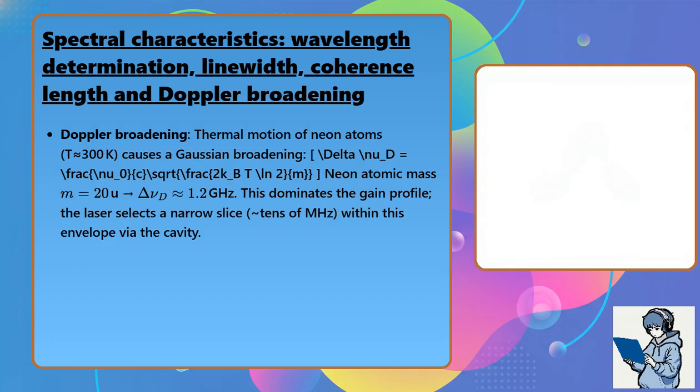Doppler broadening: the thermal motion of neon atoms, at a temperature of approximately 300 Kelvin, causes a Gaussian broadening. Δν_D = (ν_0/c) √(2 k_B T ln2 / m), where the neon atomic mass m = 20 atomic mass units, so Δν_D is approximately 1.2 gigahertz. This dominates the gain profile. The laser selects a narrow slice, about tens of megahertz, within this envelope via the cavity.